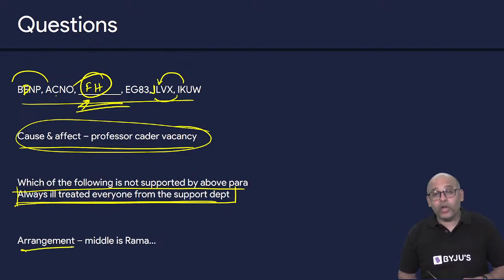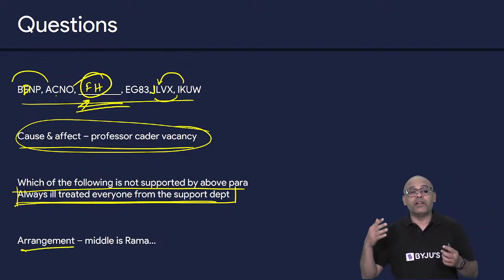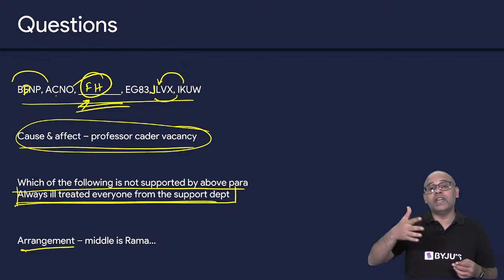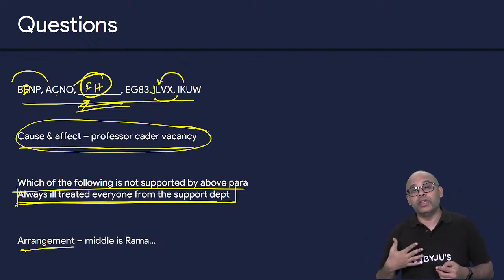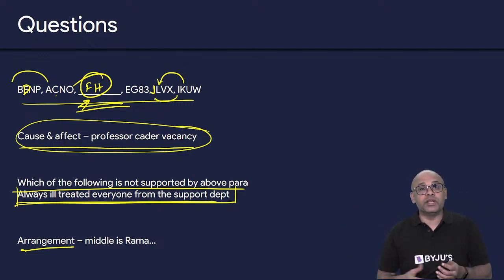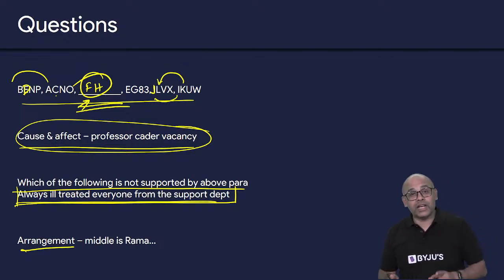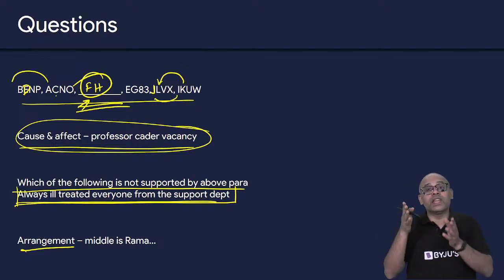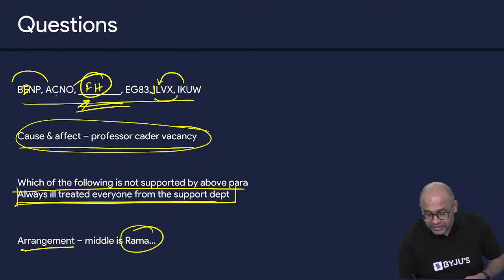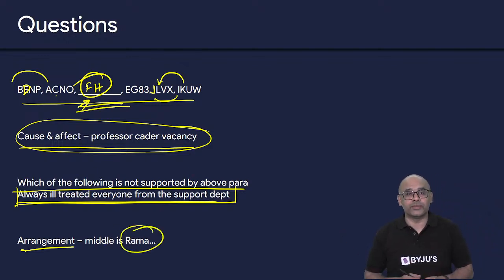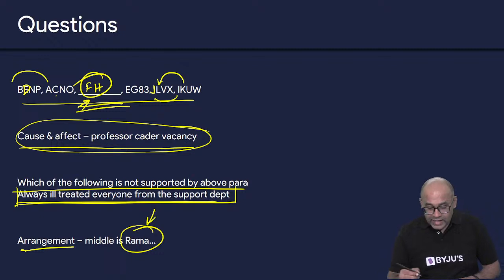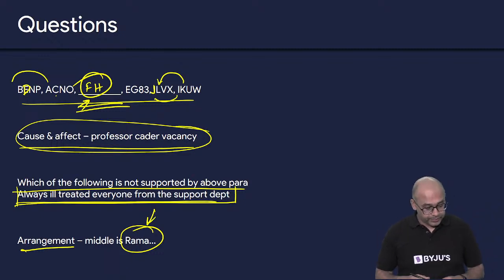Then there is a question on arrangements. My 5 friends are standing in a row with their backs to me, and then there was an arrangement given. The question was asking who is standing in the middle. The middle was the person whose name was Ramachandra or something like that. So that was the answer for the arrangement question.